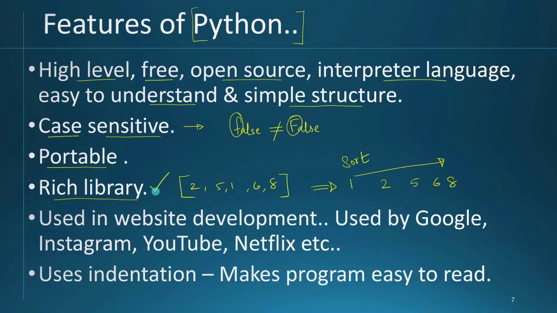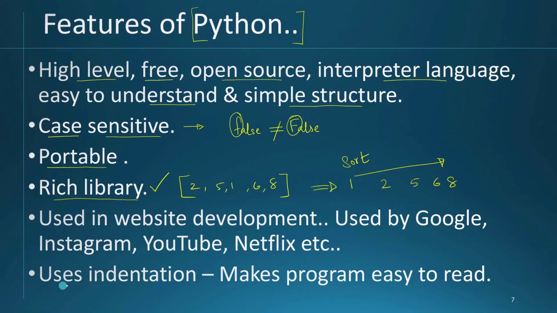So the time for you to write the source code will be reduced by a large margin because much of the work is already done and kept inside the library. You can directly use it. Python is extensively used in website development. Some of the major websites we use every day are powered by Python. For example, Google, Instagram, YouTube, Netflix, all are coded using Python.